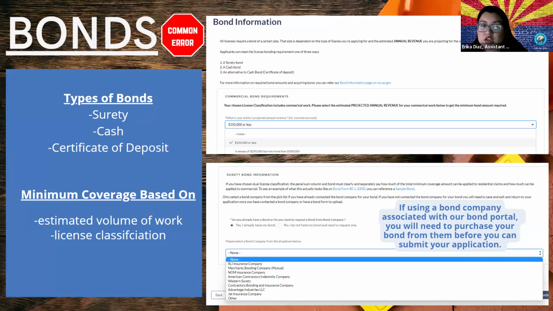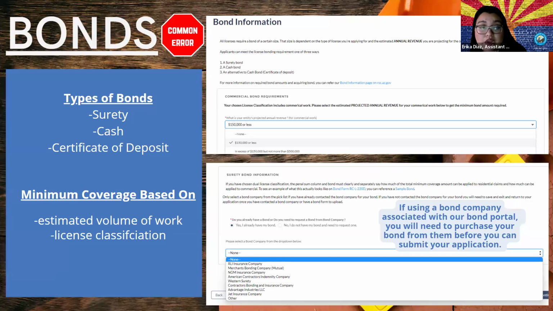But when you are on your application process, especially if you are doing it through the online portal, it will ask you those questions when you're filling it out. If you are looking at the commercial bond requirements, it's going to ask you about your attested volume of work annually. And that will determine the type of coverage that you need.